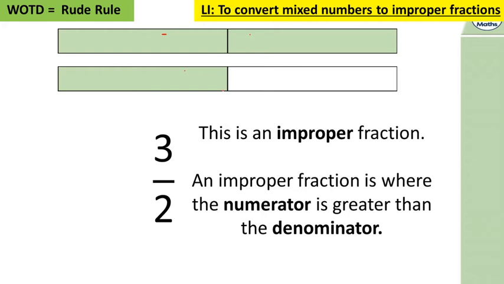An improper fraction is where the numerator is greater than the denominator. Remember, the numerator is the number at the top and the denominator is the number at the bottom. So if this number is bigger than this one, it is an improper fraction.